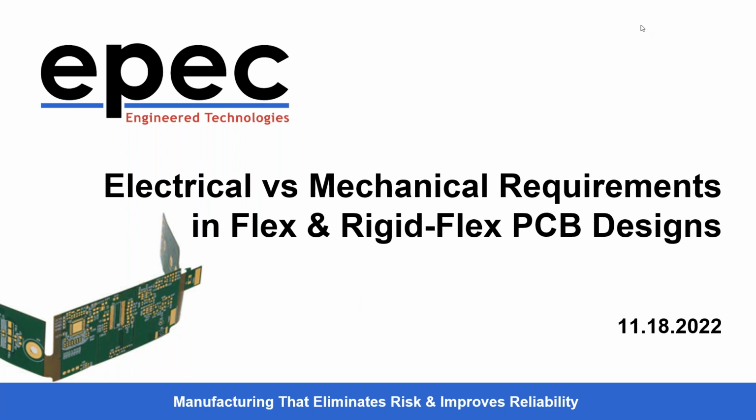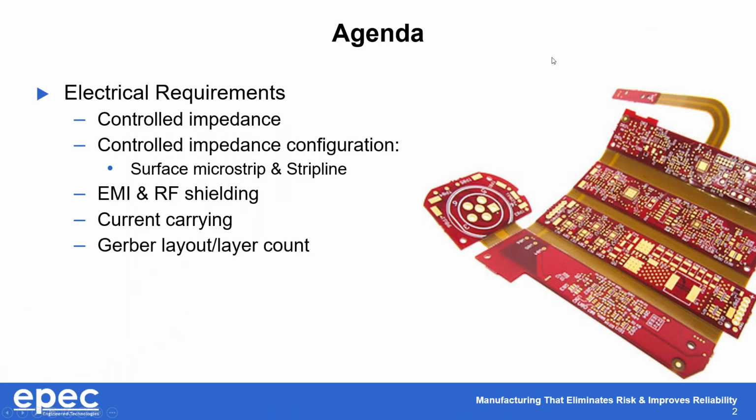So we've broken the agenda down into three groups. First group is the electrical requirements, and the key items in the electrical requirements are whether controlled impedance is a requirement. If so, what type of configuration the controlled impedance needs to be, whether the design requires EMI shielding, whether the design has any significant current carrying requirements, and the complexity or Gerber layout layer count of the design and what that impacts.